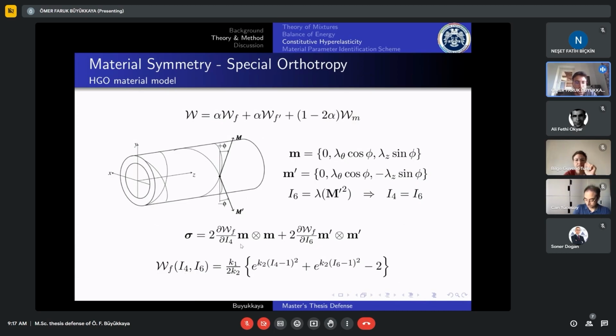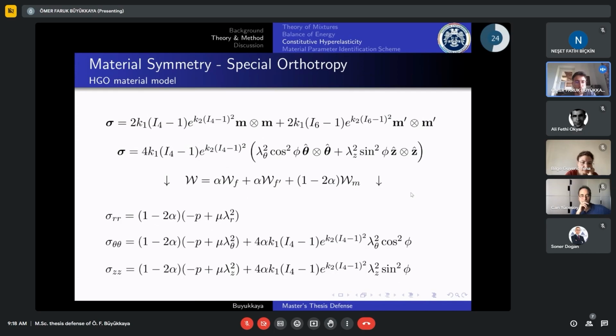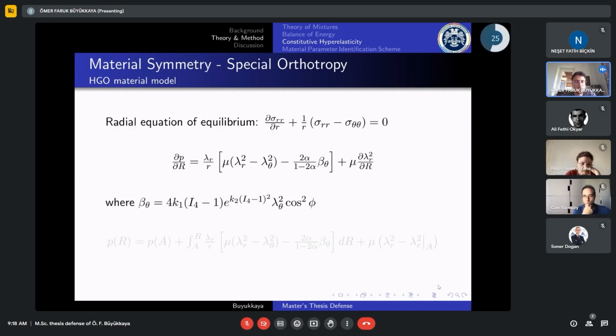And having the vectorial expression for the sigma or Cauchy stress, we put the Holzapfel-Gasser-Ogden material model into this equation, and evaluating, then by using the theory of mixtures and adding these components of matrix and fiber phases contributions by multiplying with the fiber volume ratio, we get the final explicit expressions for each Cauchy stress component.